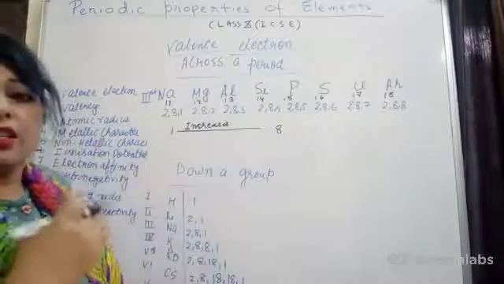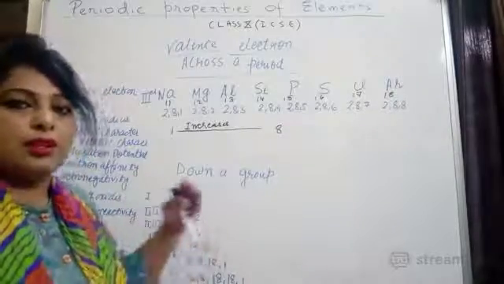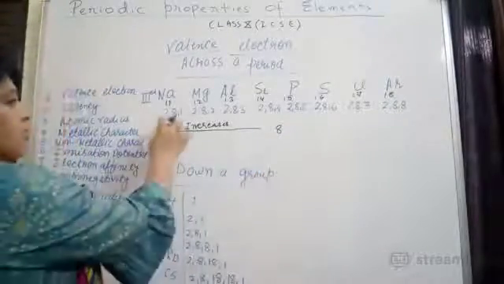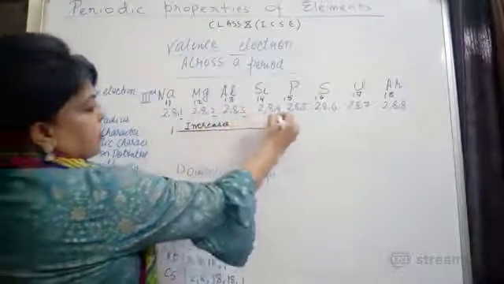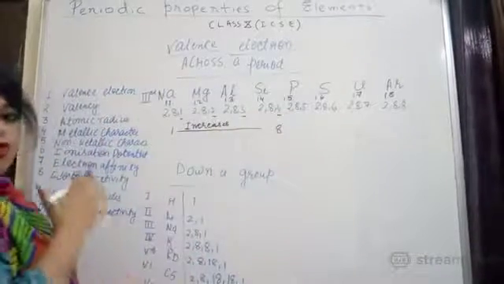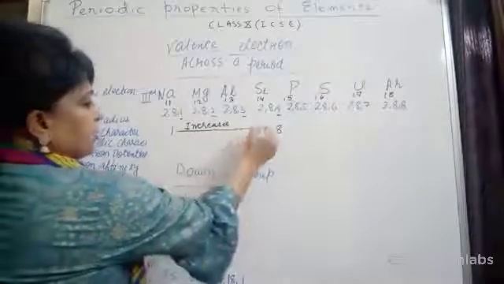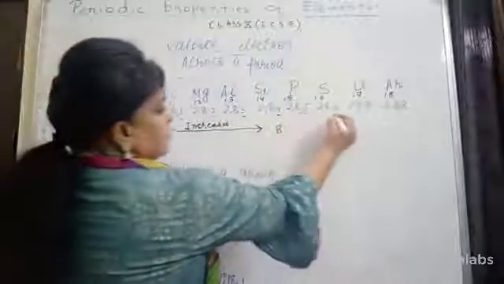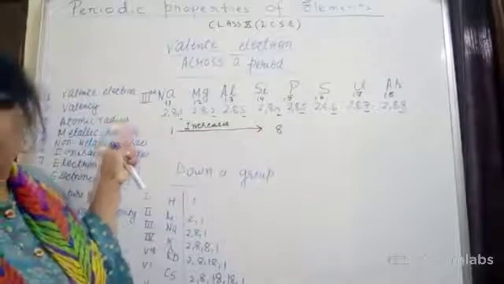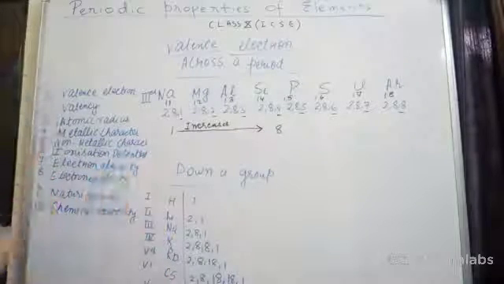It means a period will always start with 1 valence electron and progressively keep on increasing. You can see 1 valence electron in 2,8,1, then 2 valence electrons, then 3 valence electrons, continuously increasing. So when you move from left to right, valence electrons increase from 1 to 8. So it is increasing. Clear? So 1, 2, 3, 4, 5, 6, 7, 8. So what we have learned about the trend of valence electrons across a period, moving from left to right, is that valence electrons increase.